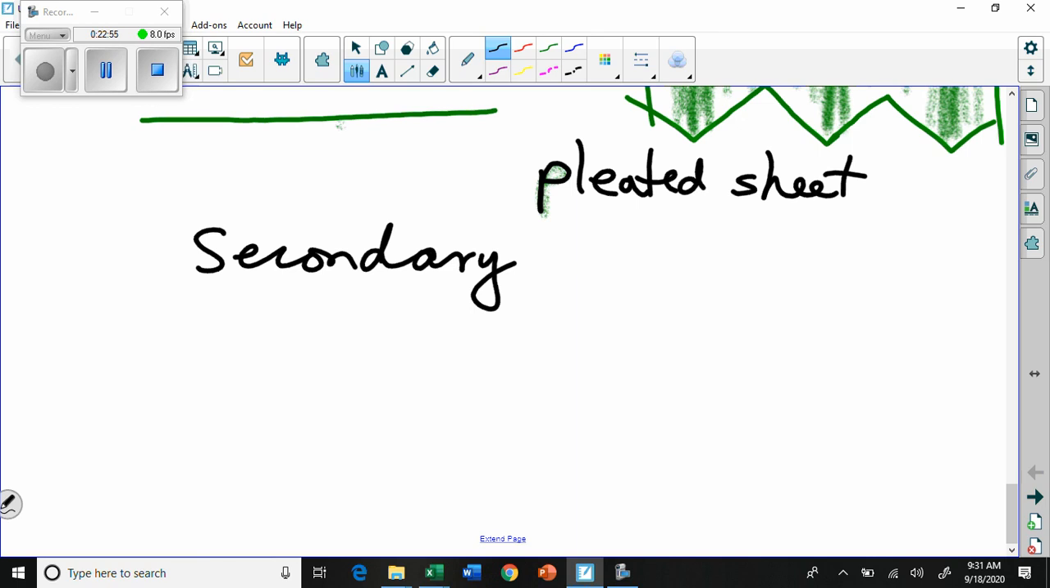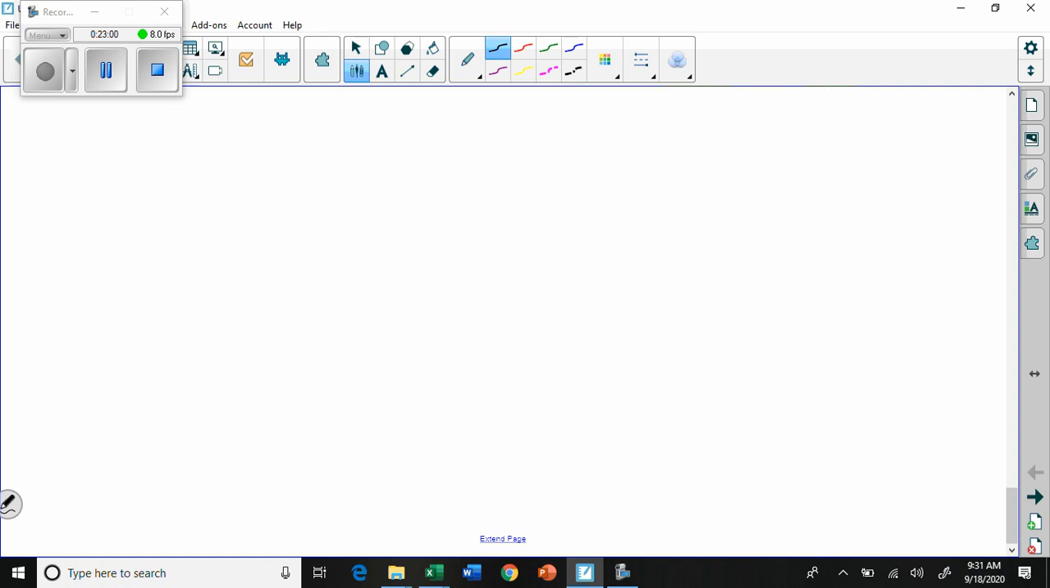Now, what can happen is what's called the tertiary structure. There's a third thing that happens. This happens because of the R groups again.